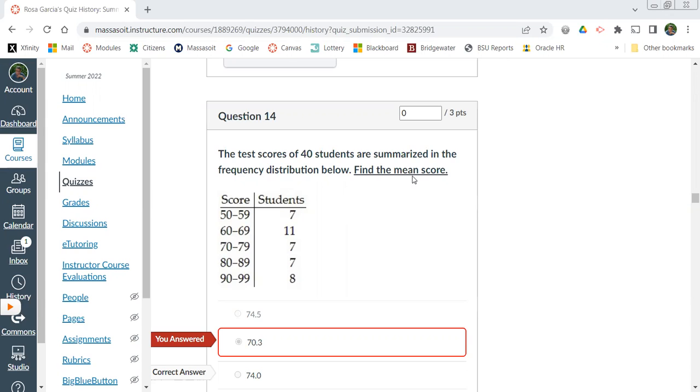Okay, here's the deal. You're looking for the mean score, but you're not provided with the raw data. You're provided with an interval between 50 and 59. There's 7 students that scored that, or their mean score was that. You had 11 people. So when you're presented with a distribution list like this, since you don't have the raw score, you take the midpoint of this first class between 50 and 59. Halfway between 50 and 59 would be what, 54 and a half? You've got to use your midpoints here.